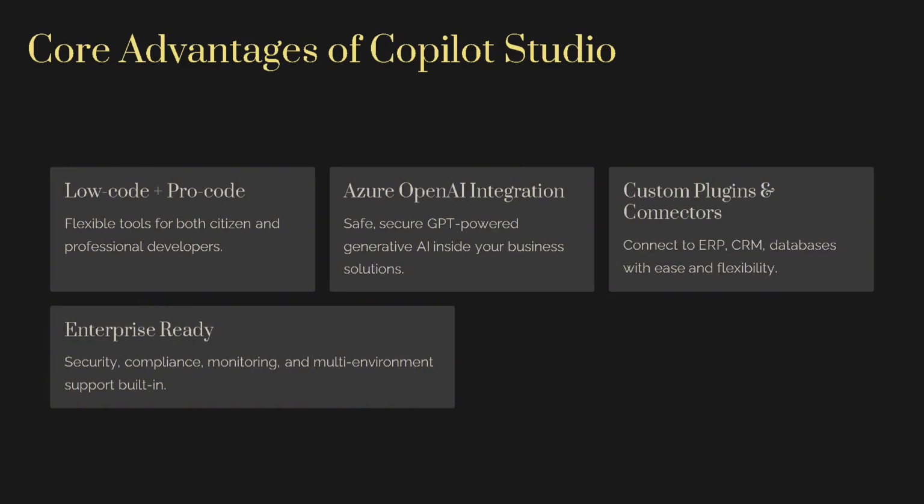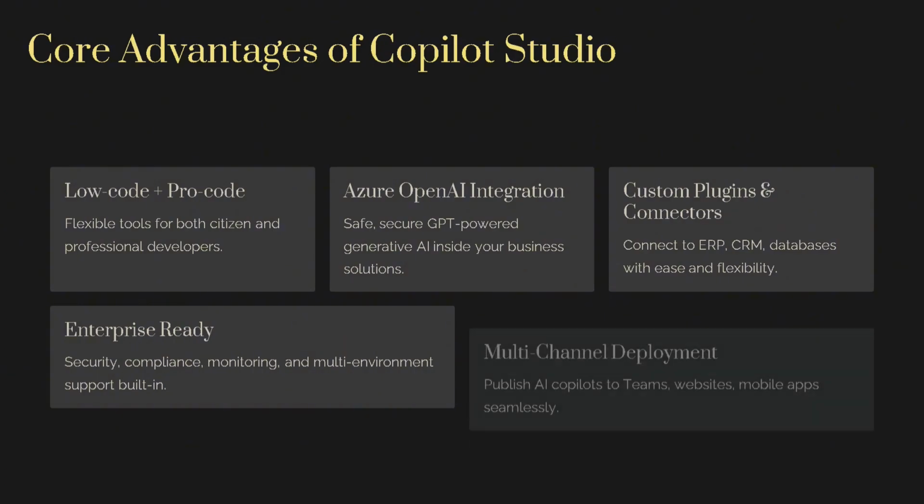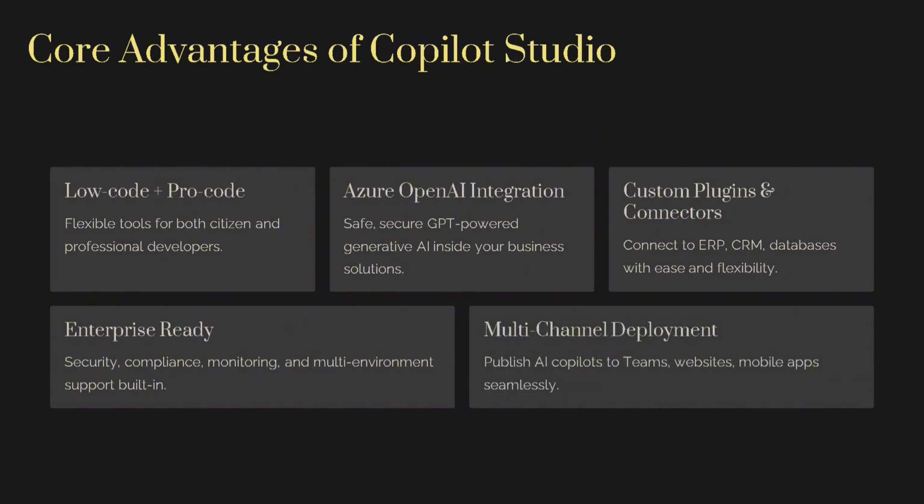You are also monitoring your bot. So at the back end, you can see what is going on: if there is a problem, if the flows are not running well, or if the Copilot is not responding well enough, you can check that and modify it. And lastly is multi-channel deployment. You can publish your Copilot on Teams, a website, or mobile very seamlessly. There are also other ways you can integrate it to make it usable by your users and customers.